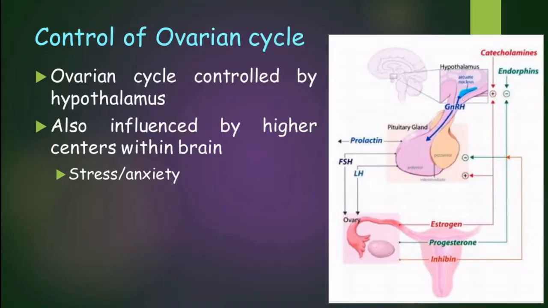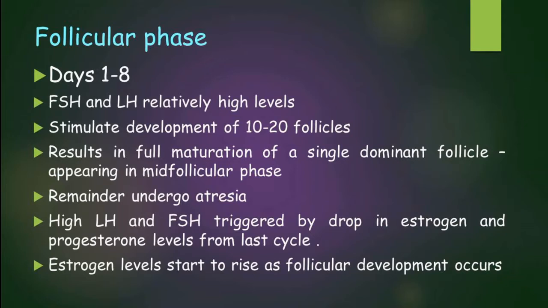The ovarian cycle is controlled by the hypothalamus, which is in fact influenced by higher centers within the brain, which are important for stress as well as anxiety. In the follicular phase, from day 1 to day 8, FSH and LH are relatively high, and this stimulates the development of 10 to 20 follicles, which results in full maturation of a single dominant follicle appearing in the mid follicular phase. Under normal conditions, in a single cycle only a single follicle will mature.